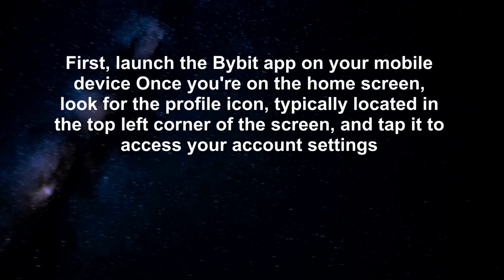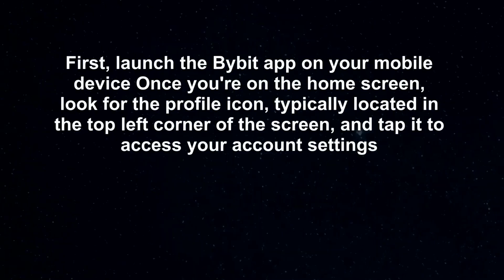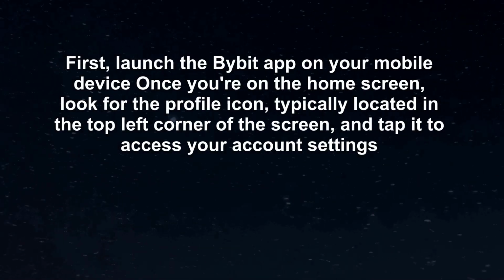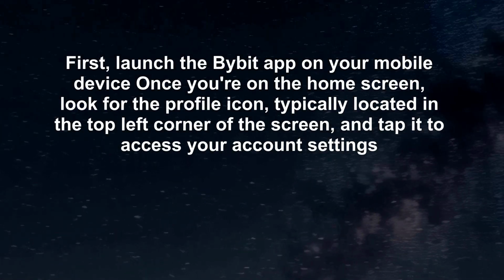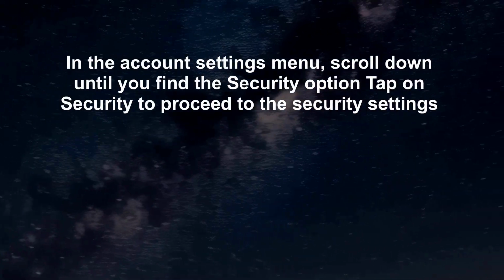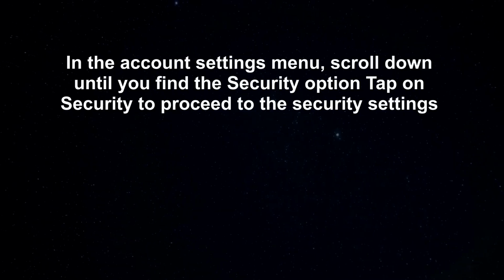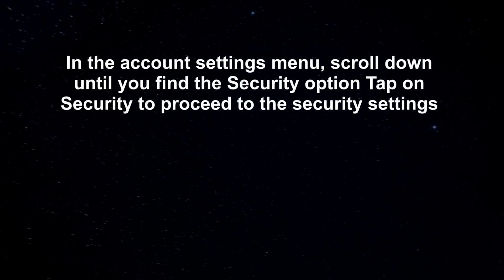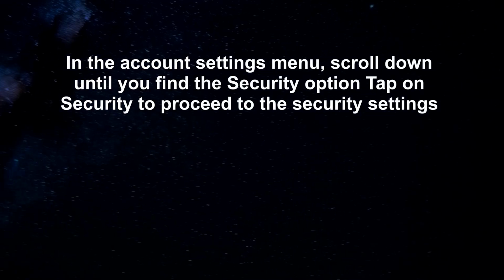Once you're on the home screen, look for the profile icon, typically located in the top left corner of the screen, and tap it to access your account settings. In the Account Settings menu, scroll down until you find the Security option. Tap on Security to proceed to the Security settings.